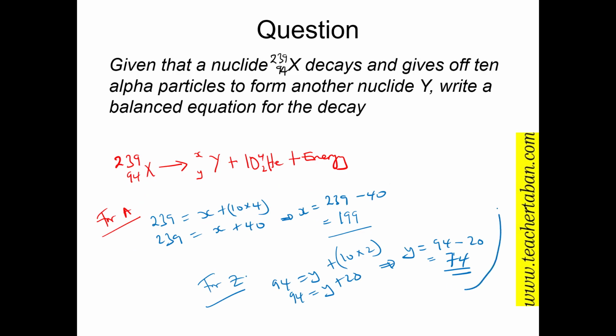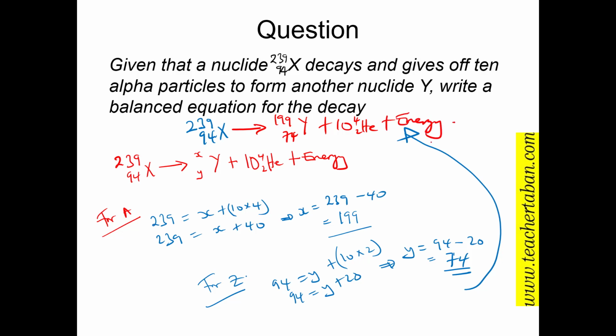So simply come back. Let me write this equation up here. That I have my 239, 94 X giving us our X is 199. Our Y was 74. Y then plus 10 4,2 helium plus the energy. So that is what we have as that equation there. I hope that you got it right.